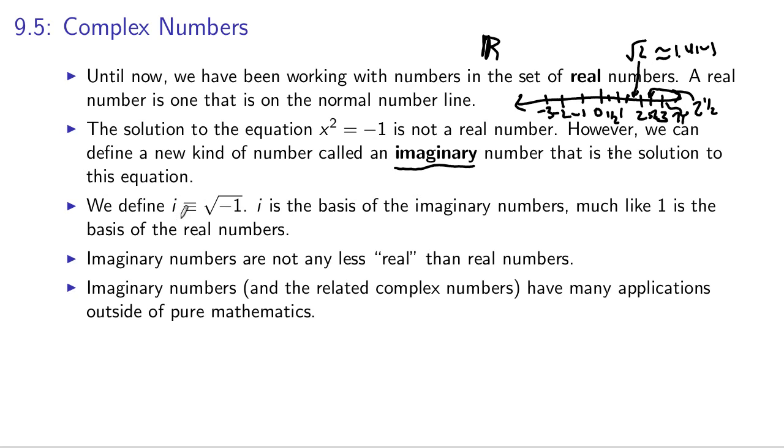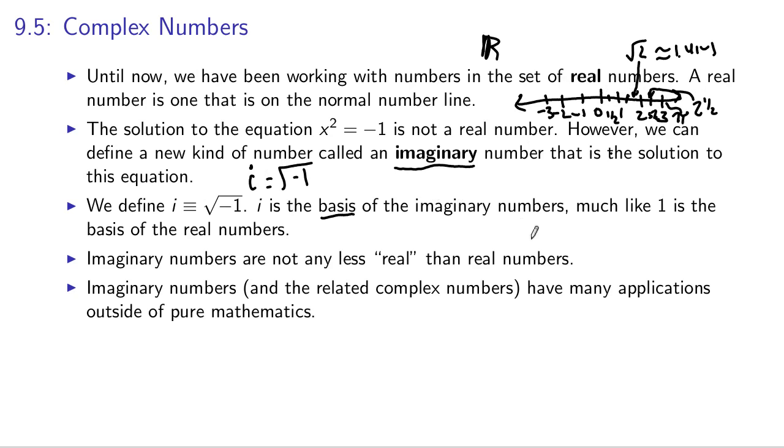We define the basis of this imaginary number system as a letter i, and we define it to be the square root of -1. And i we call the basis of the imaginary numbers. And i is very much like 1, which is the basis of the real numbers. If we multiply anything by 1, we get the same thing. If we multiply any imaginary number by i, though, we don't get i. We'll see that later. But anyway, it's the basis. It's the building block. We can add to it. So we could have 2i and 3i and -2i.